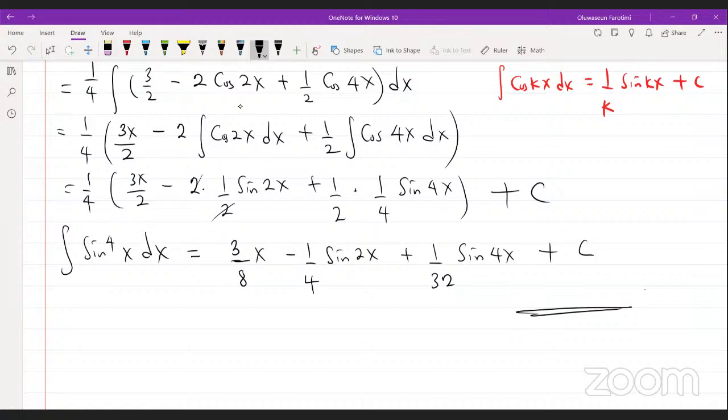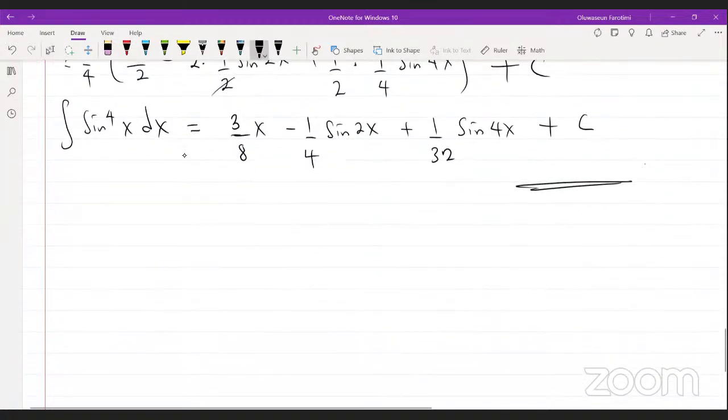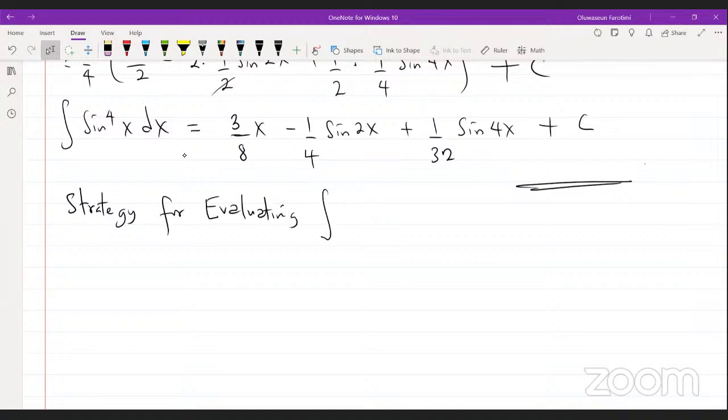So what if we have a slightly different scenario? In that case, what do we do? Now let's consider scenarios where we're working with tangents. So when you're working with tan, let's call this strategy for evaluating the integral of tan to the power of m x times secant to the power of n x dx.